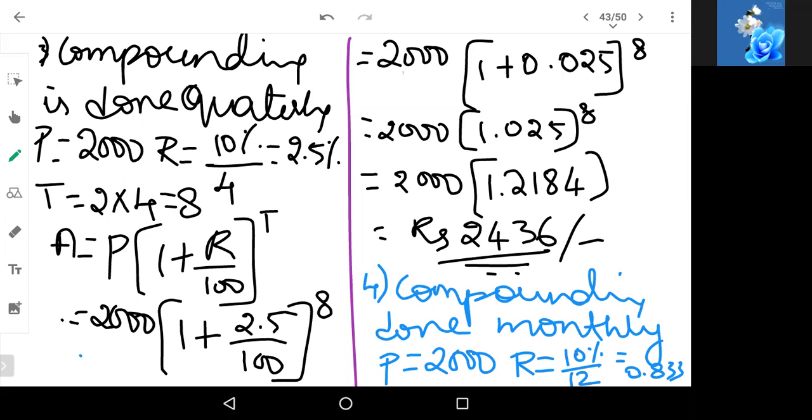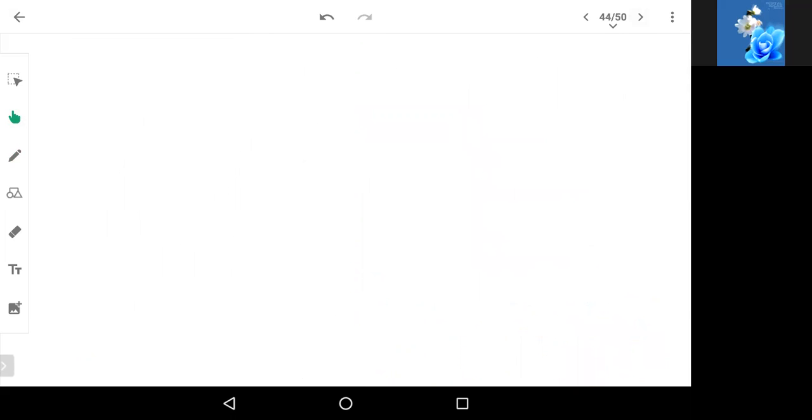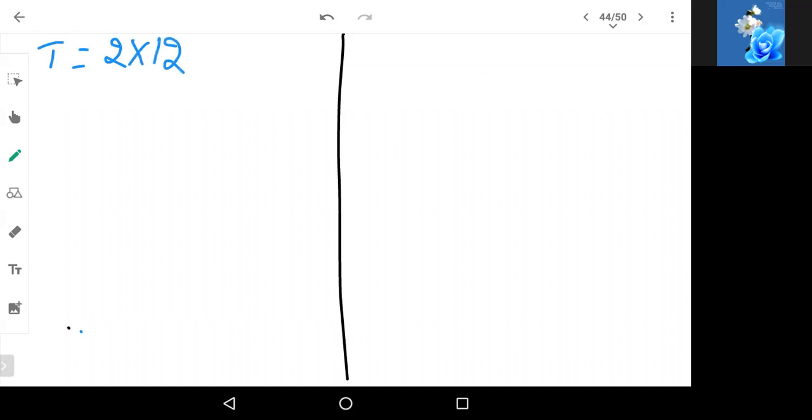You get 2536, Rida? It has to be 2436. Check that answer. Here it is 0.833. And the time, 2 years into 12 months. So the time will be 24.